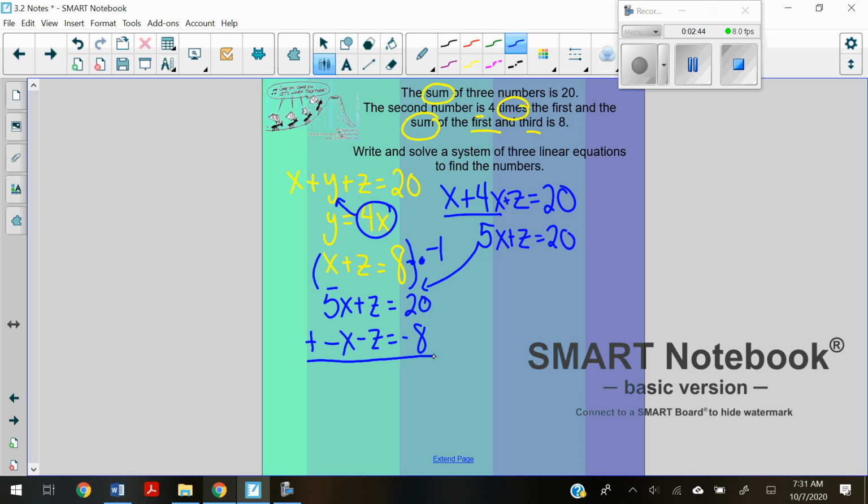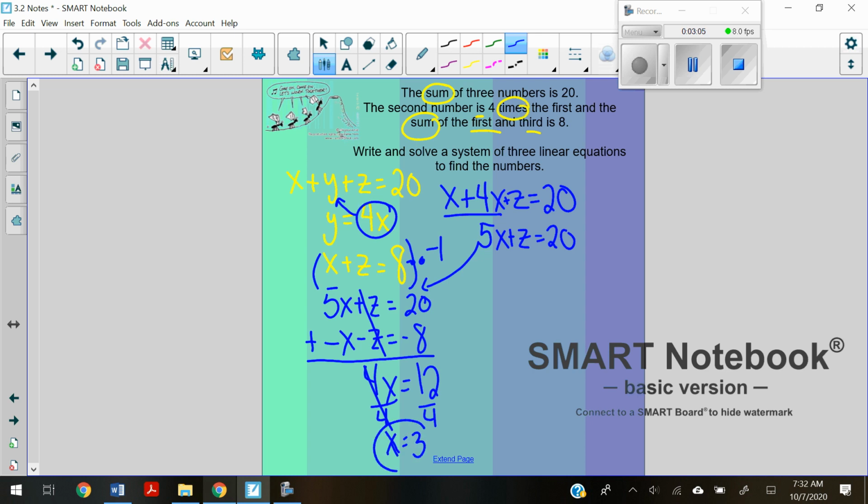All right, so 5x minus x gives me 4x. My z's are opposite, so they cancel. And 20 minus 8 gives me 12. So x, when I divide by 4, is going to be 3.